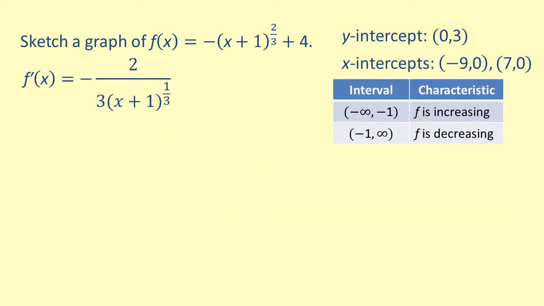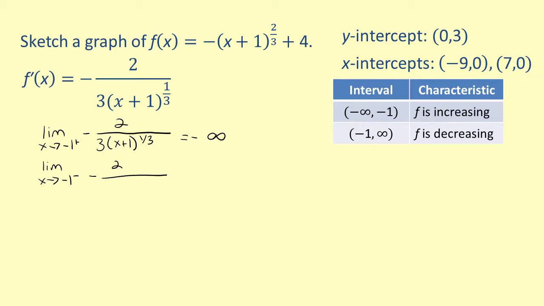Now that we know that there is a local maximum at x equals negative 1, let's look at the behavior of the graph at x equals negative 1 by finding the left and right limits. We'll start with the right-hand limit of f prime. As x gets extremely close to negative 1 from the right, the function approaches negative infinity. Let's look at the left-hand limit. As x approaches negative 1 from the left, the function approaches positive infinity.